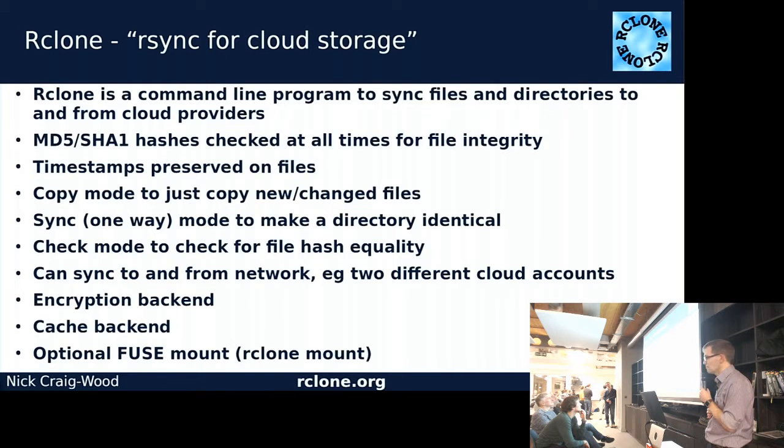So in summary, Rclone is a command line tool to sync your data to and from cloud providers. It takes a lot of care with data integrity, checking the hashes, preserving your timestamps. It can transfer data directly between cloud providers, so you can use it to back up your S3 objects to Google Cloud Storage, for instance. It has some optional features like encryption, but by and large, Rclone maps objects one-to-one from source to destination.